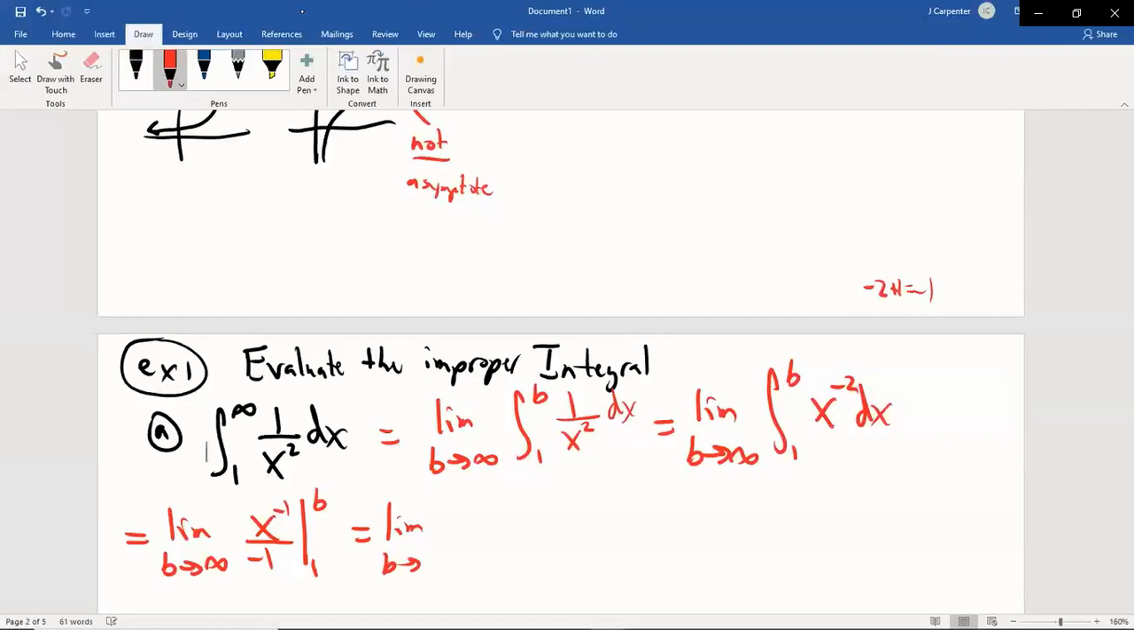So limit as b goes to infinity of negative 1 times x to the negative 1, evaluated from 1 to b. So again, that's just me bringing the negative 1 from the bottom to the top, changing from a division to multiplication. If that had been a negative 5 or something, the 5 would still be in the bottom, but the negative could be in the top. But I don't know how to evaluate negative exponents. So this is the limit as b goes to infinity of negative 1 over x to the positive 1 now, evaluated between 1 and b.